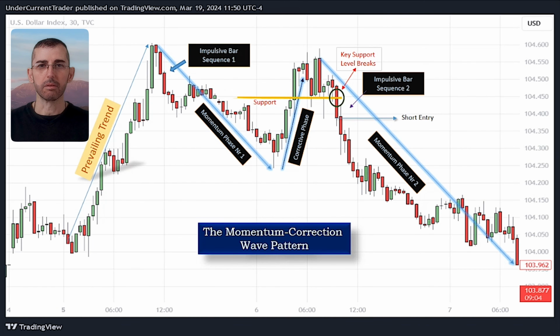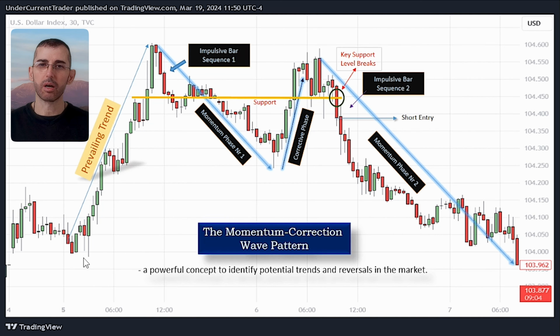And by the way, it doesn't matter if you trade futures, options, cryptos, whatever. These patterns, when interpreted correctly, can actually offer solid trading signals. So let's get into the charts and take a closer look at this momentum correction wave pattern that caught my attention recently and discuss the main factors that may have contributed to its formation.